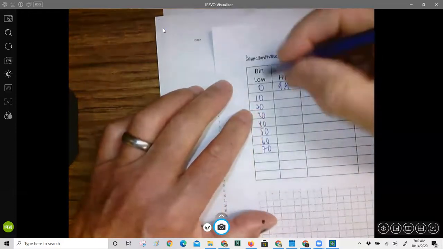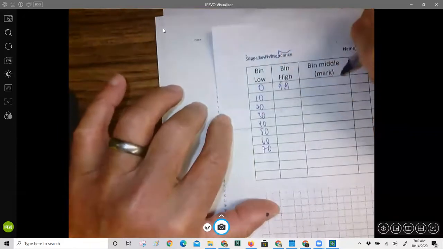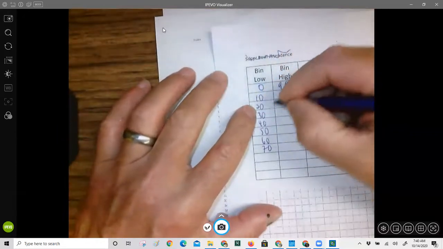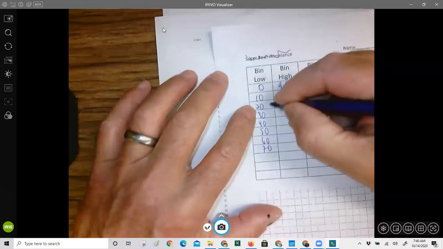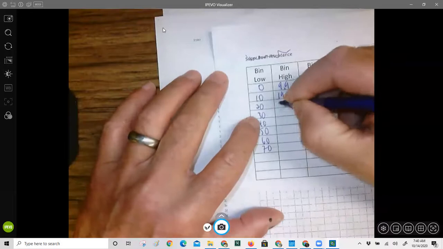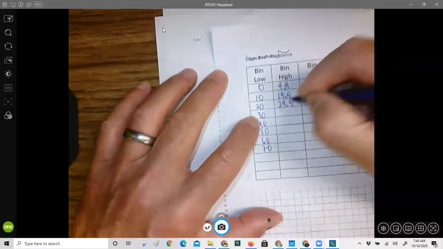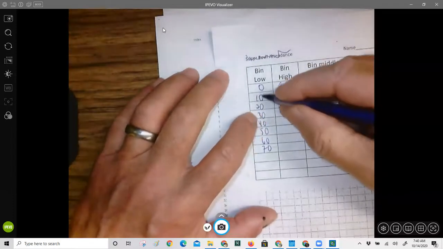So that bin, if a percentage of sugar is between 0 and 9.9, I'm going to mark it here. And then I'll do the same thing here. This is up, let's see, 1/10 less than that will be 19.9. And 1/10 less than that will be 29.9. What are you noticing these are going up by? I hope you say 10, just like that.